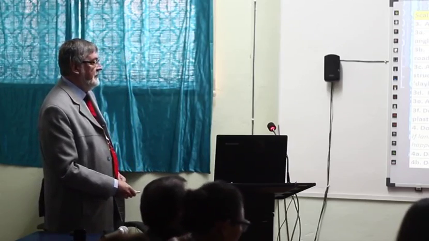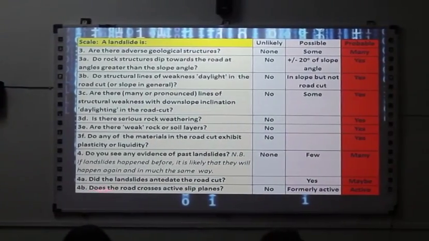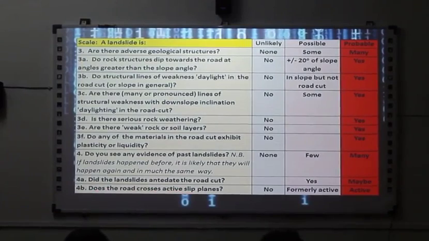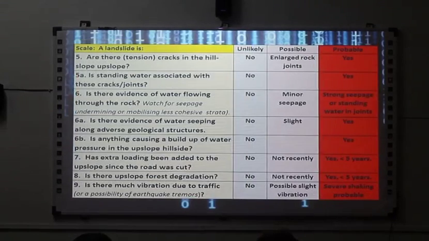Were they there before the road cut? Does the road actually cross active slip planes? Because if there's something going on already, it's likely to carry on. Tension cracks we talked about. In large rock joints are sometimes tension cracks too, and that's leading you towards landslide. Standing water in these cracks, you've definitely got problems, because that's providing lubrication down them.